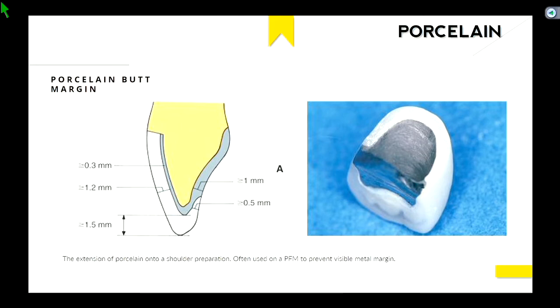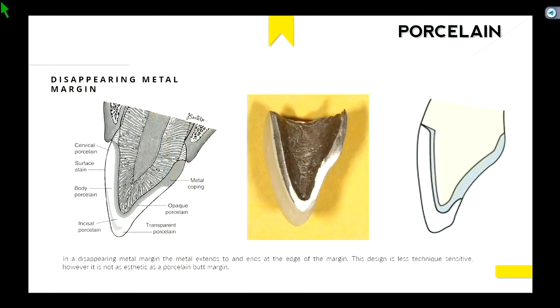So the extension of porcelain onto a shoulder preparation, often used on a PFM to prevent a visible metal margin. So this maximizes the aesthetics of it. The challenge is it's hard to get a well-sealing margin, or it's more technique sensitive. It takes more work to get that porcelain margin to seal really nicely. Okay, so oftentimes labs will charge you a little bit more money because it just takes more work for them to make this porcelain butt margin. Another design that you'll see is what we call a disappearing metal margin, where if you look at the cross section of that, so maybe look at the picture on the left, you see how the metal underneath extends out to the edge of the margin?